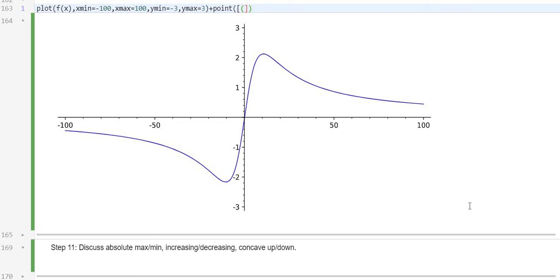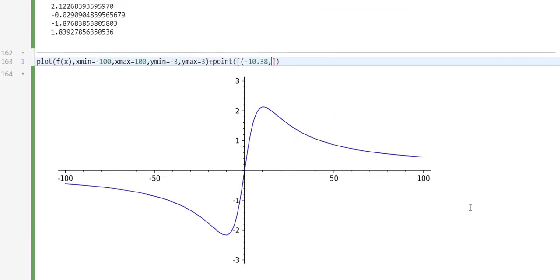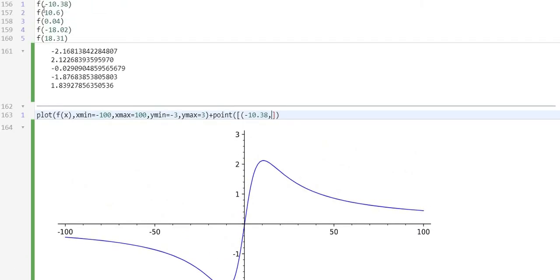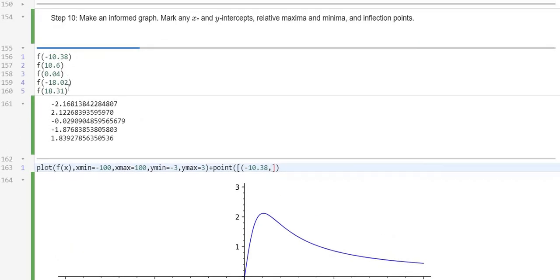So let's start first off with the mins and maxes. So x was negative 10.38. And the y value, you can go back up here and see what the y value was from that. F of 10.38, that was the first one. That's this guy, negative 2.17. Or the alternative, let's do that with 10.6.